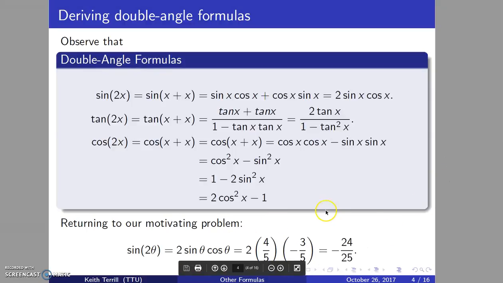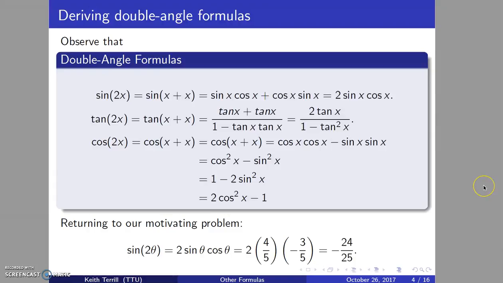And so putting that all together, I've got 8 over 5 times negative 3 over 5, which is negative 24 over 25, which in decimal form is exactly negative 0.96. So that extra 3 10,000ths is not actually part of what sine of 2 theta is exactly.